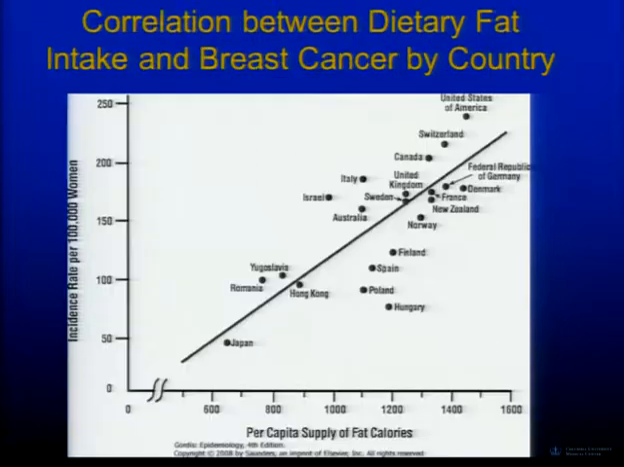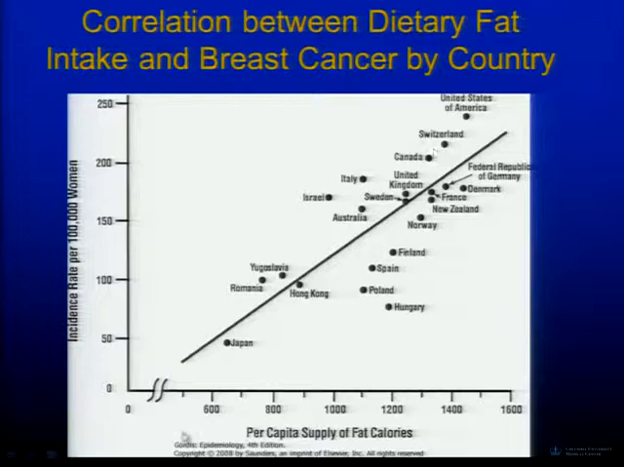So here's another one where we're looking at dietary fat intake and breast cancer by country. Before we looked at colon cancer, now we're looking at breast cancer, and we're looking at dietary fat as compared to meat consumption. But you see that the countries kind of line up like they did before. Here's Japan all the way down here. Here's the United States all the way up here.